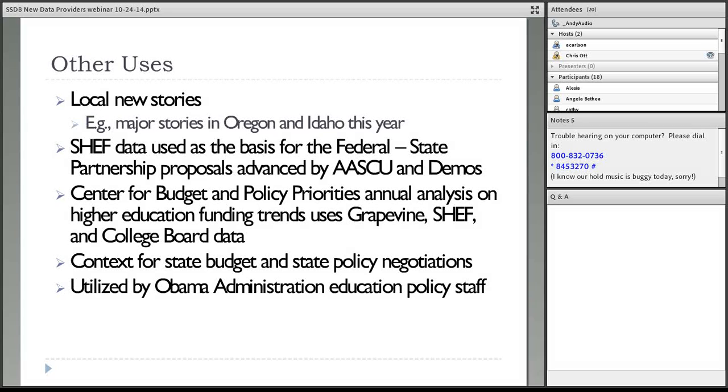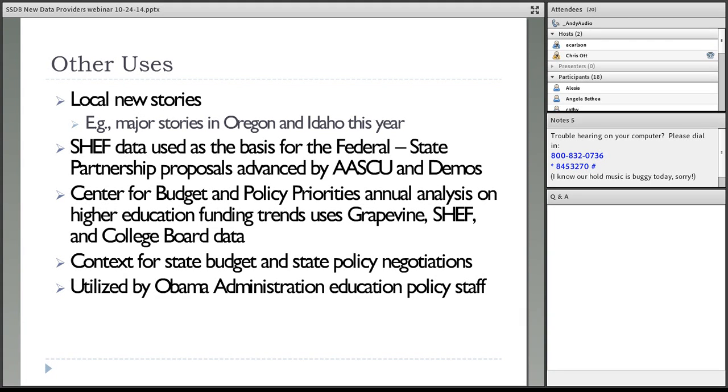One was from AASCU, the American Association of State Colleges and Universities, and a think tank that goes by the name Demos also released one. And both of those proposals relied extensively on the SHEF data. So you're starting to see the data in the SHEF report being used to try to drive some policy proposals.